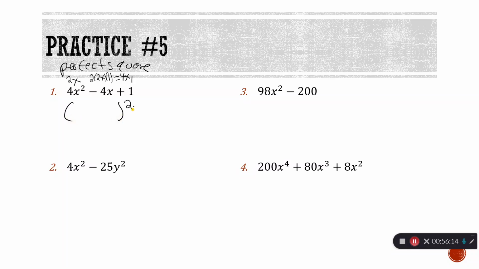So let's do it out. It's going to be negative. Bring down our 2x. Bring down our 1. Golden, done. Now here, there's 2 terms, so this is going to be a difference of squares.